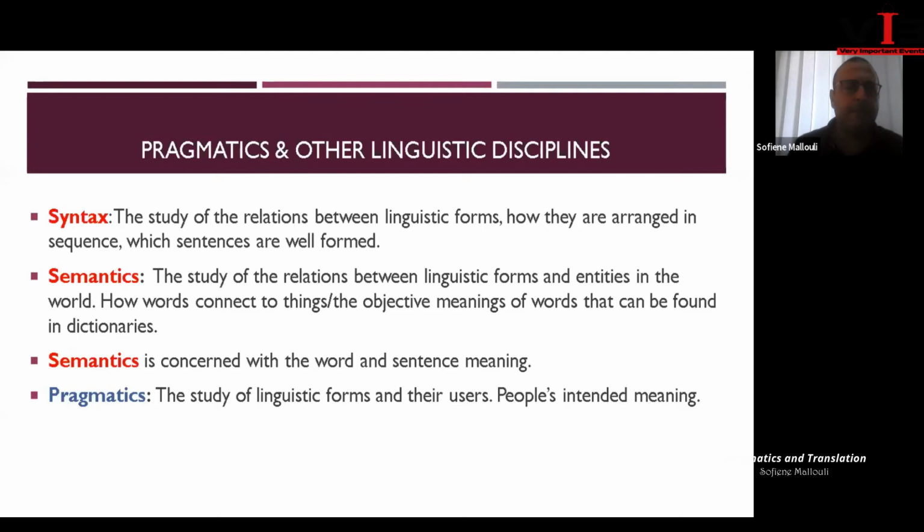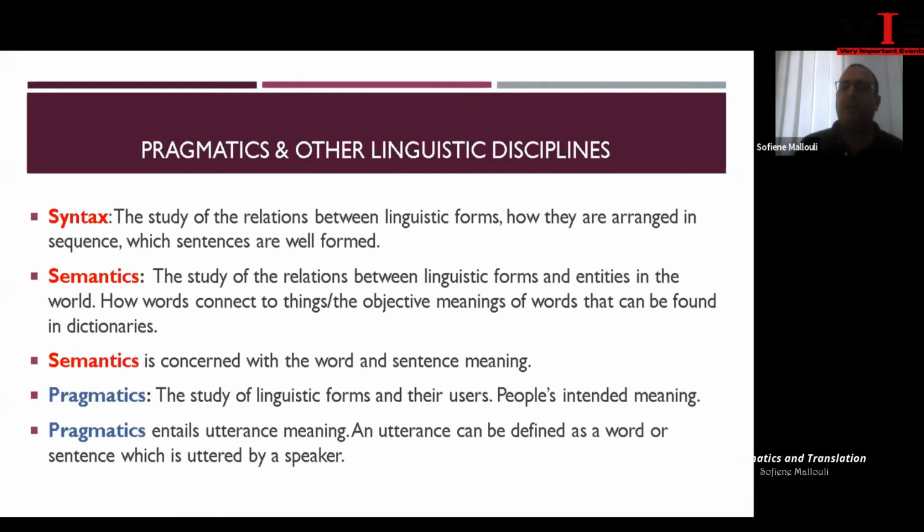Pragmatics entails utterance meaning. An utterance can be defined as a word or sentence which is uttered by a speaker. Sometimes speakers use a whole paragraph to express themselves. Other times it's just one single utterance, including one single word, whereby people can transmit a whole message, right?